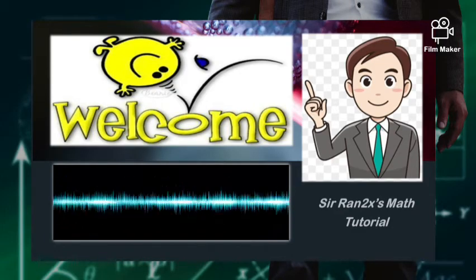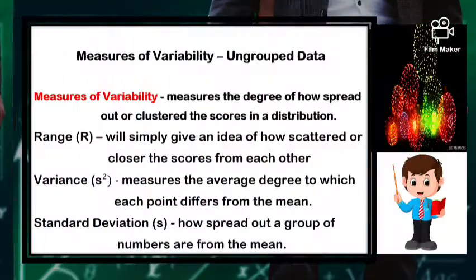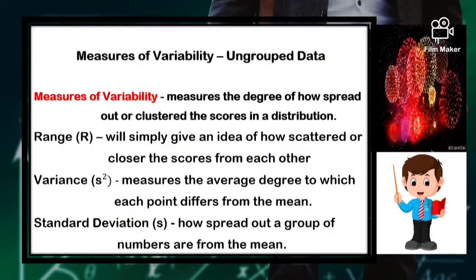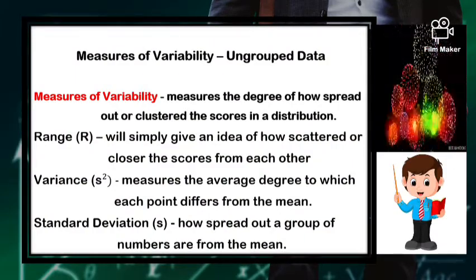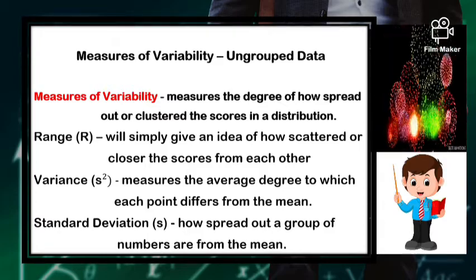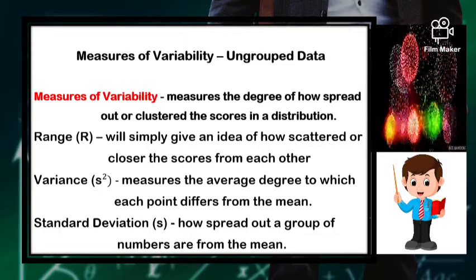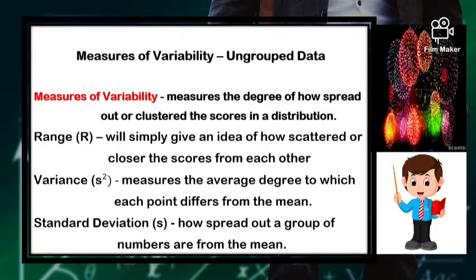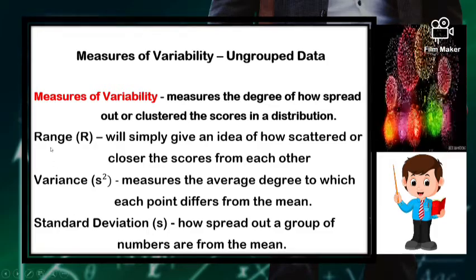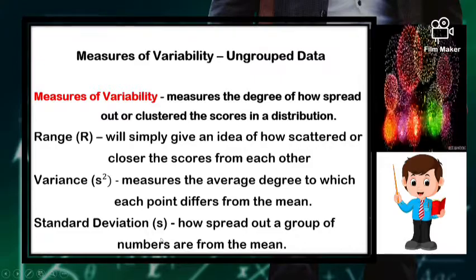We now have our new lesson, so we will now discuss it. Let's talk about measures of variability for ungrouped data. We remember that measures of variability measure the degree of how spread out or clustered the scores in a distribution are, and that the following measures are here: the range, the variance, and the standard deviation.